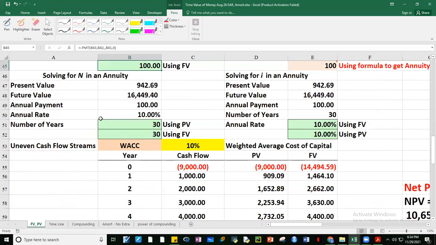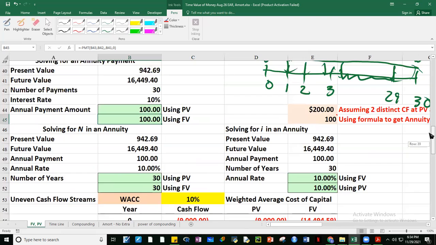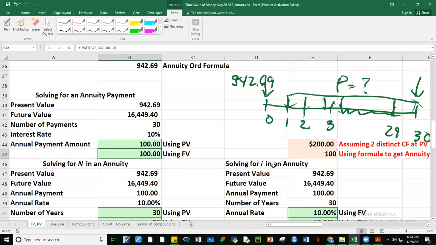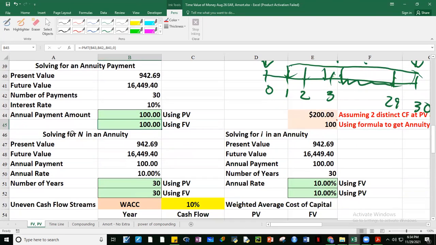Okay, so also, aside from computing for the annuity, we can also compute for the N, for the number of periods. No?